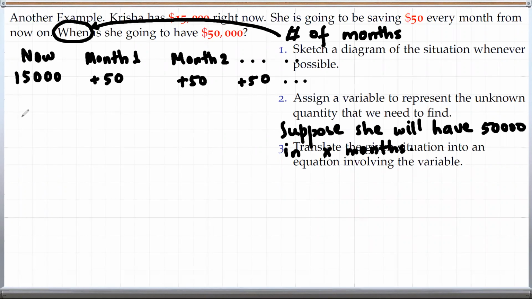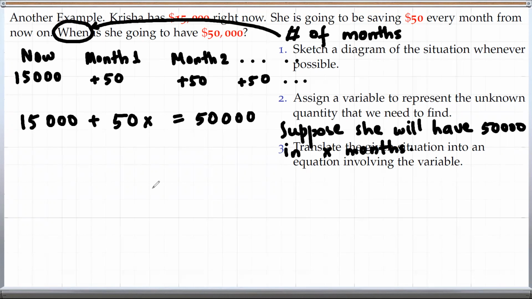So she initially has 15,000 plus, now if she saves $50 every month for X number of months, then she'll be saving 50X. That's like in 1 month, she has 50. In 2 months, she has 50 times 2. In 3 months, she has 50 times 3. In 4 months, she has 50 times 4, and so on. In X many months, she will have 50 times X. So 50X, and that must add to 50,000. So this is the equation we need to solve.